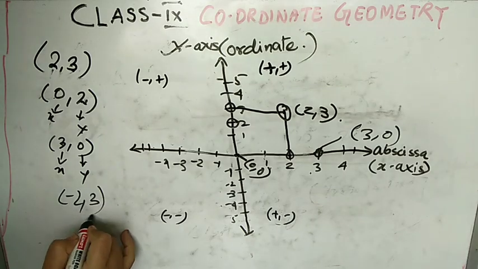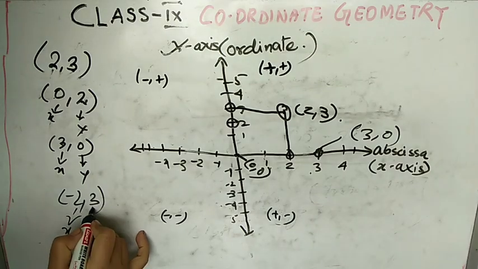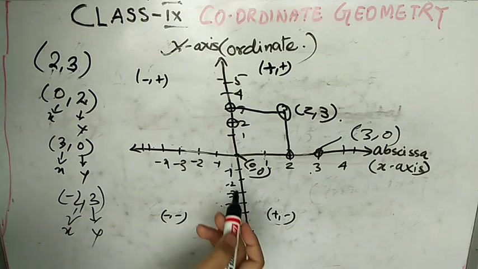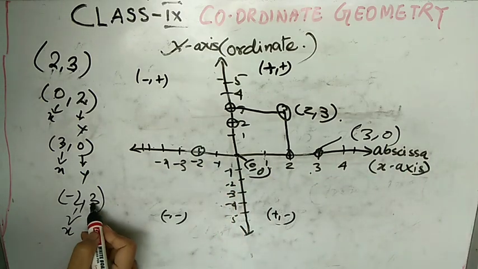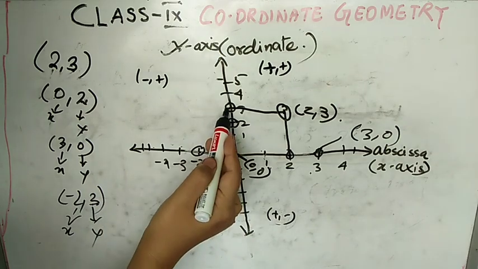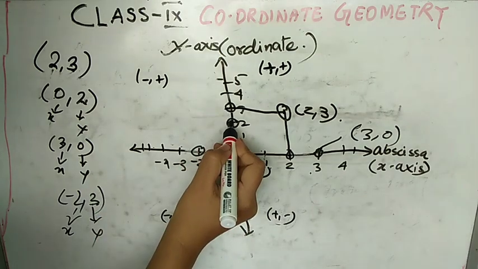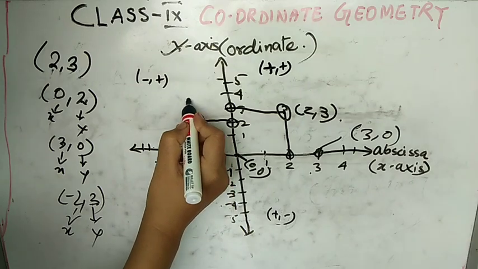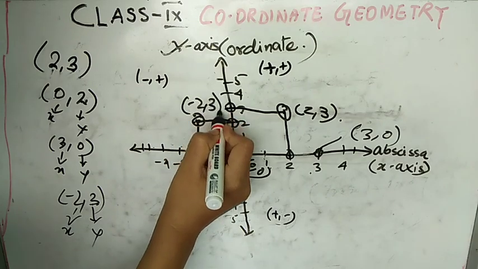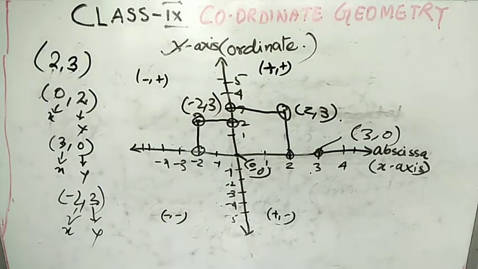Next let us represent minus 2, 3. Here minus 2 is x and 3 is y. So in the x-axis this is the negative minus 2. And in the y-axis 3 is a positive number, so this is a point. Now when we extend the lines from both the points, this point of intersection is our required point minus 2, 3.